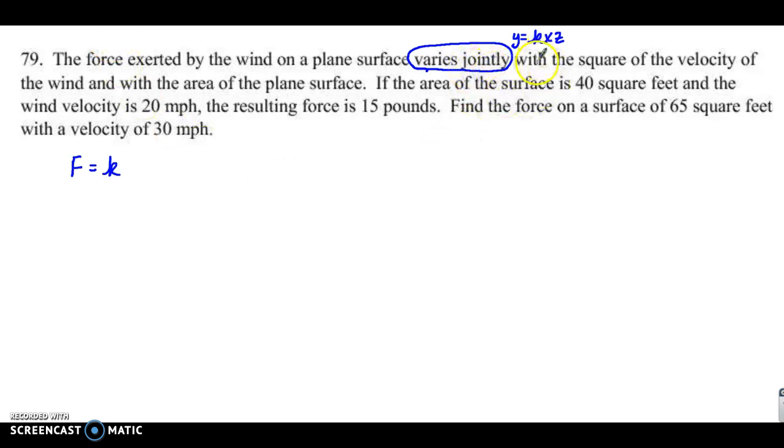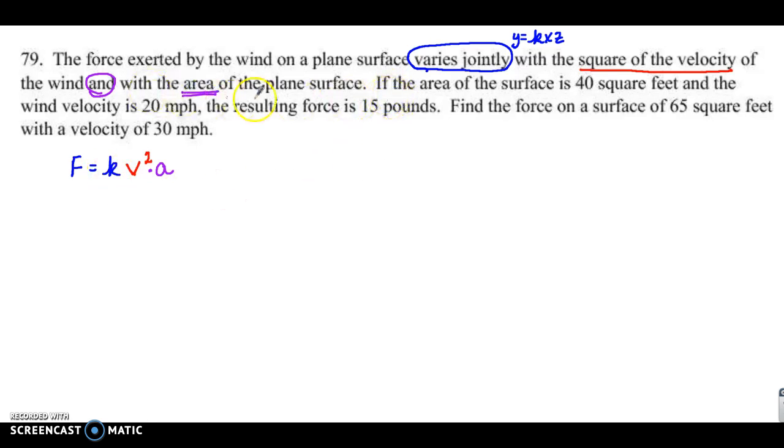It varies jointly with the square of the velocity of the wind. So the velocity squared, the square of the velocity, and the "and" tells me that's what I'm going to multiply. I'm going to multiply it by the area of the plane's surface. So I'm going to just use an A for area. Now all of my letters have meaning, and I can plug information into that. So using this, I'm going to solve for K.